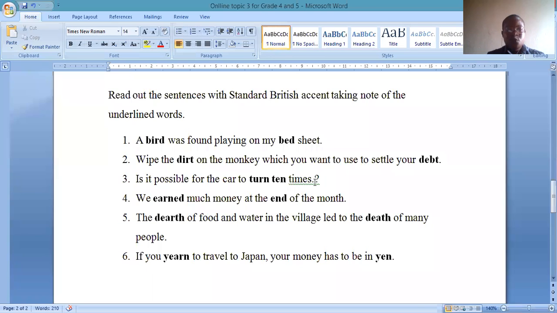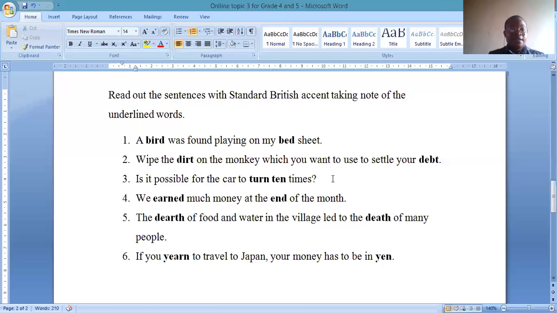Now, this time we'll be going to the sentence reading practice. And as you've noticed, the words which we just practiced are already highlighted in bold letters so that you can know. A bird was found playing on the bed sheet. Then number 2, wipe the dirt on the money which you want to use to settle your debt.